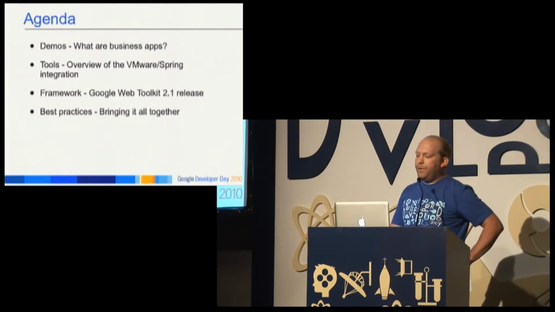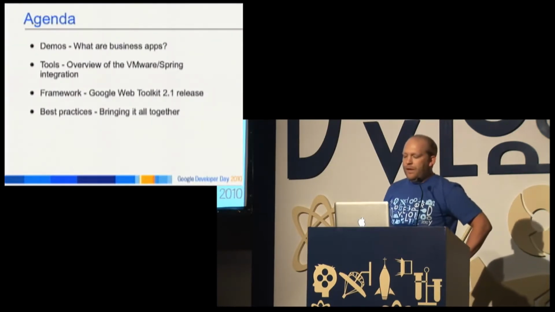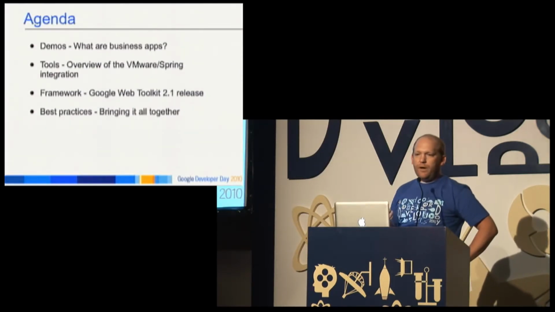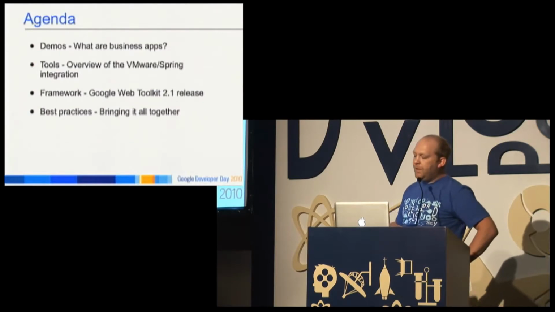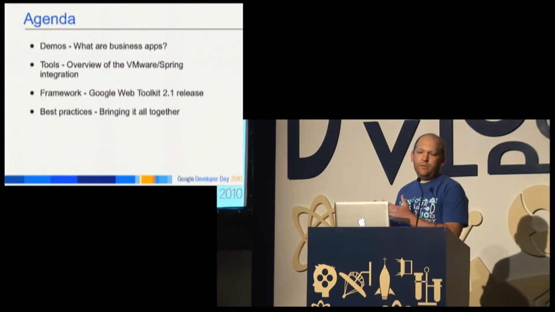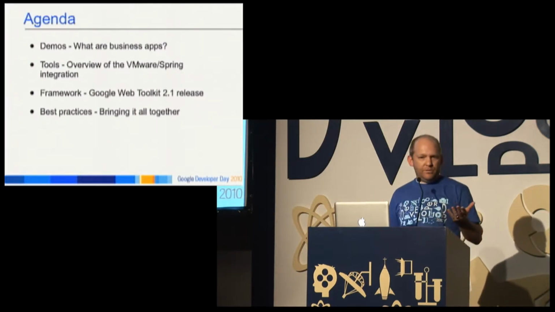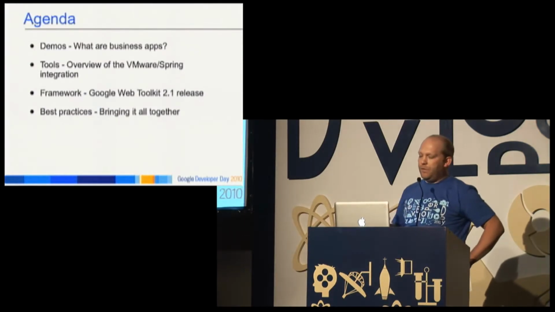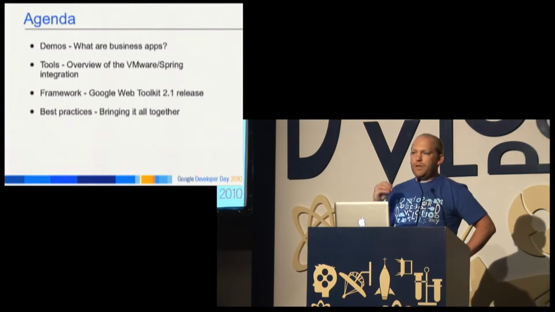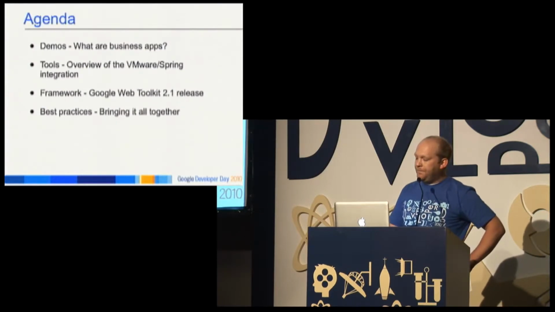So I thought what we'd do is start with demos. Then we'll move on and talk a little more in depth about the integrated set of tools that we're providing with VMware and Spring. We'll talk about the framework that we're providing. You saw today when Spring actually generated some code. Well, it was generating code based on the GWT 2.1 release, so we might as well talk about that and understand what's going on under the hood. And then finally at the end, we'll bring it all together with a couple of slides to show you how to get your application up and running using this new framework that we've built out with Google Web Toolkit 2.1.